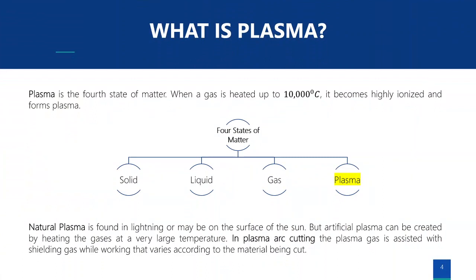The first question arises, what is plasma? Plasma is basically the fourth state of matter. We are well aware of solids, liquids, and gases, but plasma, the most abundant state of matter in the universe, is always underrated. Nowadays we know its characteristics can be used in metal cutting processes. So how is artificial plasma generated? When a gas is heated up to a very high temperature like 5,000 or 10,000 degrees centigrade, it becomes highly partially ionized and gets converted into plasma.